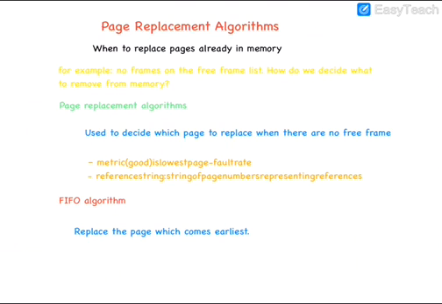If there are no free frames, we have to decide the victim pages from those already in the memory. So page replacement algorithms are used to decide which page to replace when there are no free frames. A good metric for measuring the efficiency of a page replacement algorithm is the lowest page fault rate. If a page replacement algorithm's page fault rate is low, then it is an efficient algorithm.